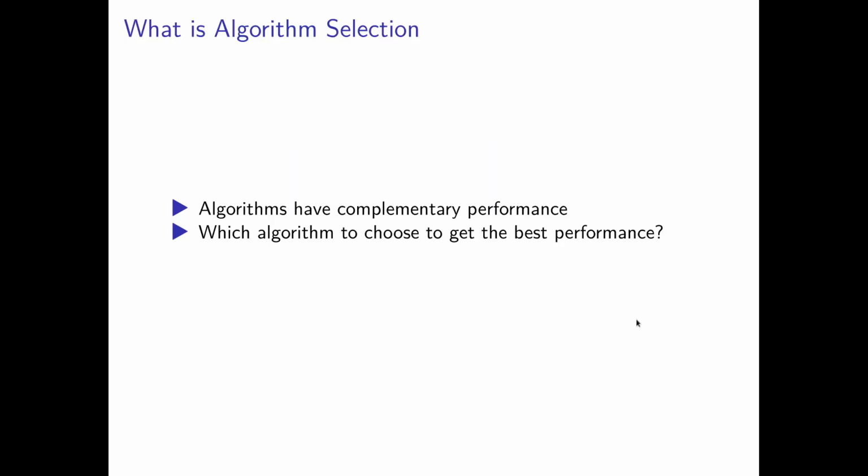First of all, what is algorithm selection and why should you pay attention to it? As it is known, many algorithms have complementary performance in different domains, such as SAT, CSP, and many others. What that means is that one algorithm might work very well for one given problem instance, but it will have a much worse performance on some other instance. So then the issue becomes, which algorithm do I choose to get the best performance on all of the instances?